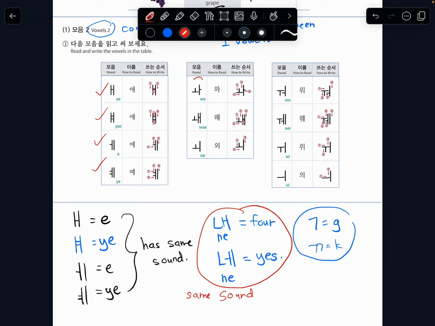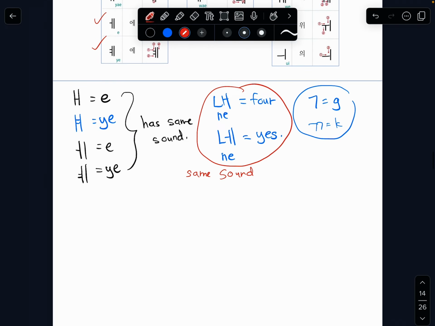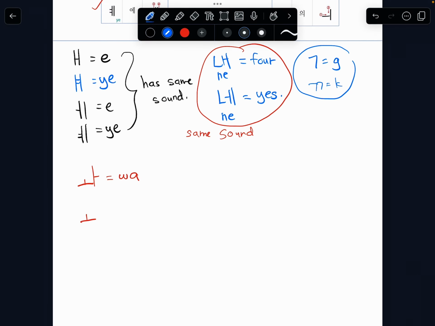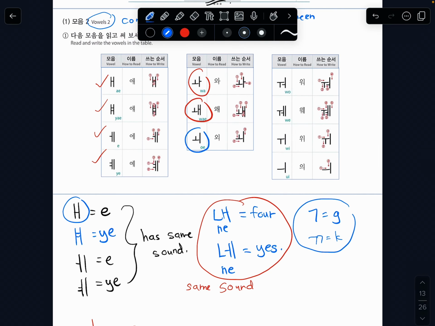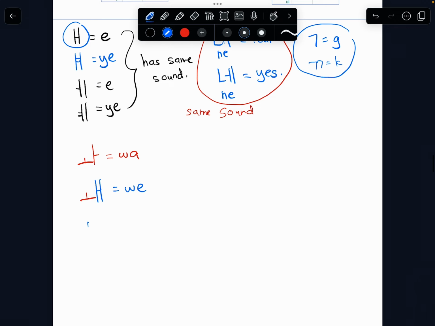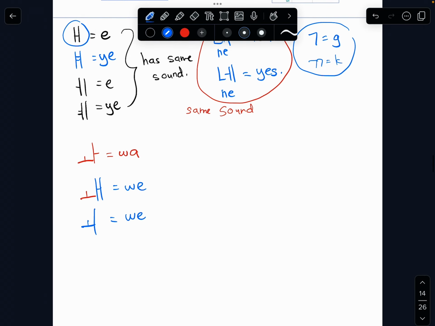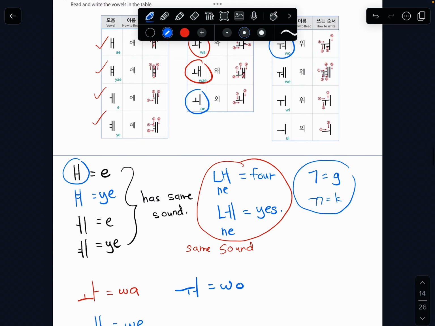And then let's see this. This one is the combination of O plus R, so the sound will be wa. And then this one, O plus A. A is this one. O plus A, the sound will be we. And then O plus I, the sound is also we. And then U plus O, the sound will be wo.